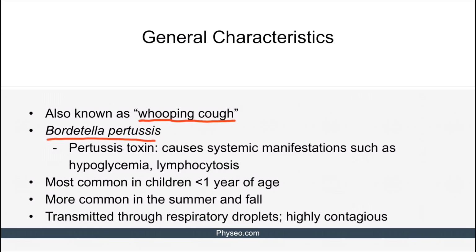Bordetella pertussis produces several toxins that cause local tissue damage in the respiratory tract, and a toxin that leads to systemic symptoms. Pertussis toxin can cause a lymphocytosis and hyperinsulinemia, which will result in hypoglycemia, especially in young infants. It most commonly occurs in infants that are less than 1 year of age and is more common in the summer and fall. It's highly contagious and is transmitted through respiratory droplets that are created when coughing.